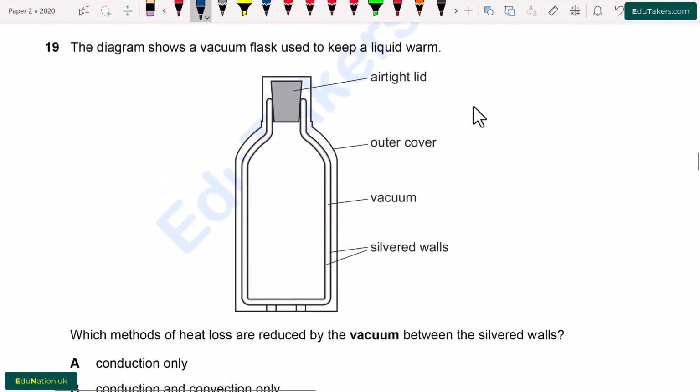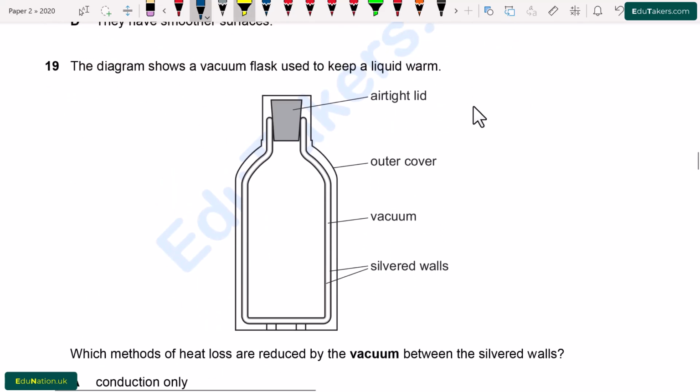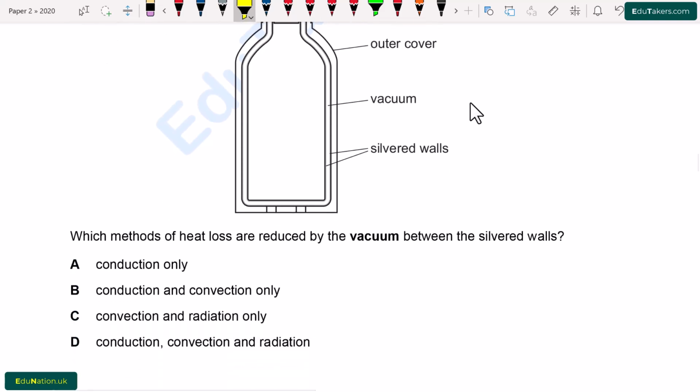Question number 19. The diagram shows a vacuum flask used to keep a liquid warm. So here is a vacuum flask. Which methods of heat loss are reduced by the vacuum between the silvered walls? A. Conduction only. B. Conduction and convection only. C. Convection and radiation only. D. Conduction, convection and radiation.